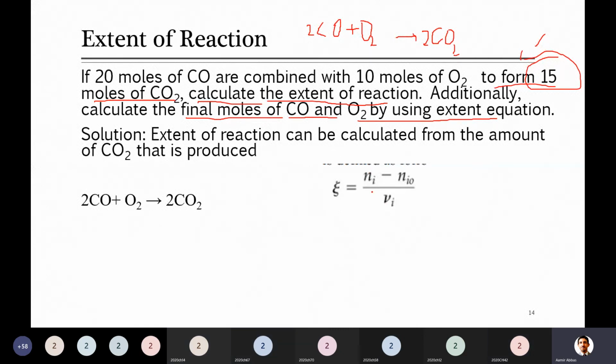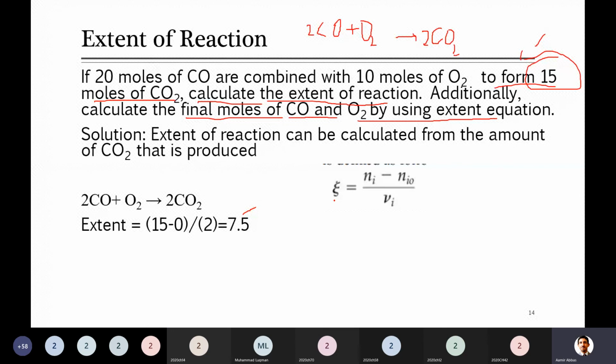Plus 2. So it will be 15 minus 0 over 2. That will give you the value, that is 7.5, the extent of this reaction. Clear? Yes, sir.